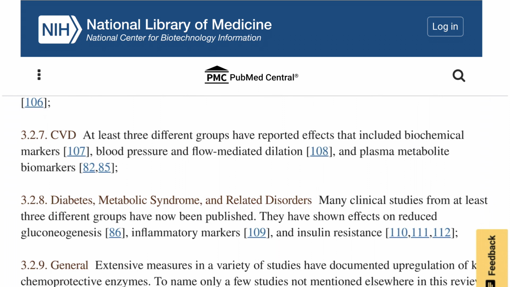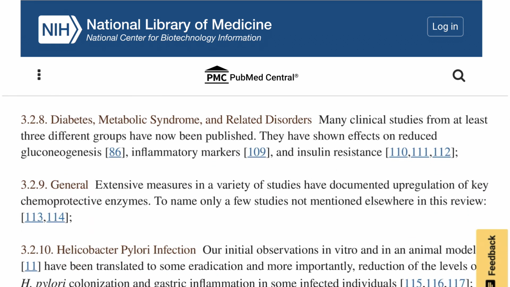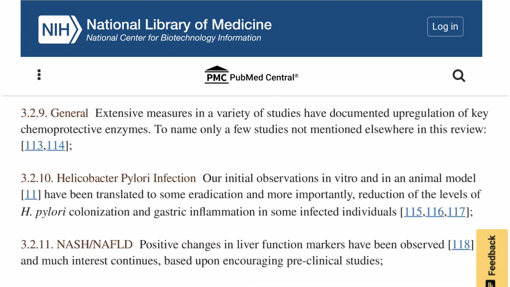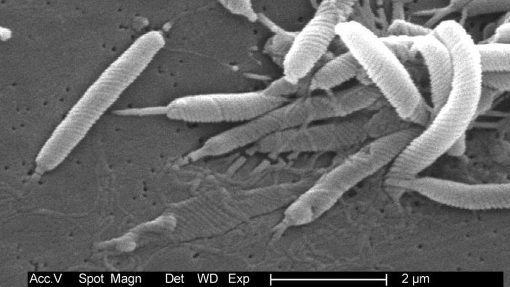Broccoli sulforaphane has shown efficacy in patients with diabetes, insulin resistance, metabolic syndrome, and cardiovascular diseases. Patients with non-alcoholic fatty liver disease showed improvement in liver parameters, and patients with gastritis and Helicobacter pylori infection showed a reduction in Helicobacter pylori colonization and gastric inflammation.